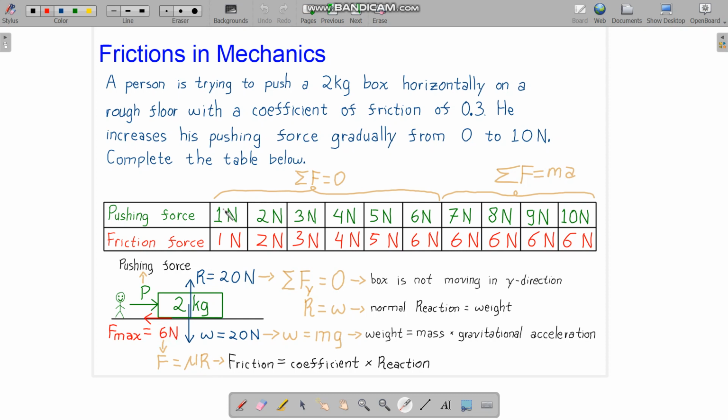So when the pushing force is 1, the friction force is 1. It's just trying to balance the pushing force so that the object is not moving. And when the pushing force is 2, friction is also 2, then 3, 3, 4, 4, 5, 5, 6, 6. But when the pushing force is 7, which is bigger than the possible maximum friction, the object starts to move. At this point here, the object is just about to move. Here the object is already moving, and we can find the acceleration because we have a net force to the right, a resultant force of 1 newton.